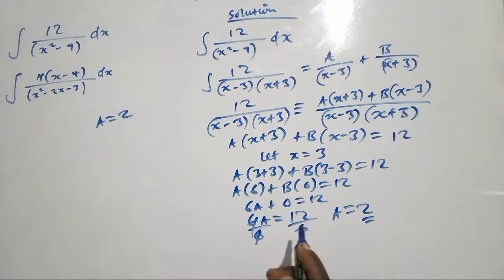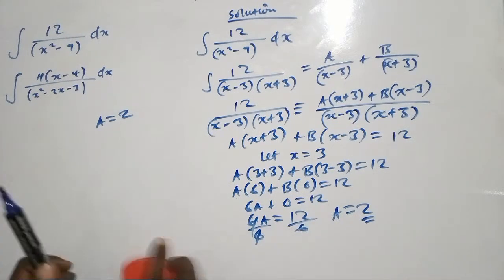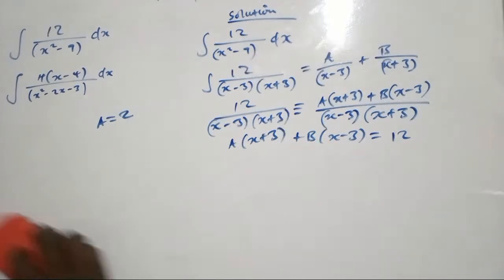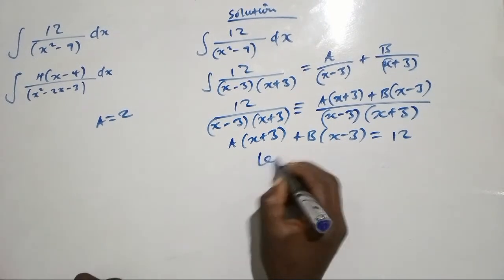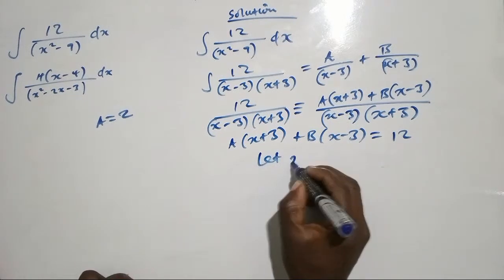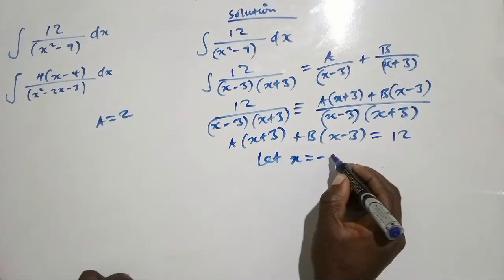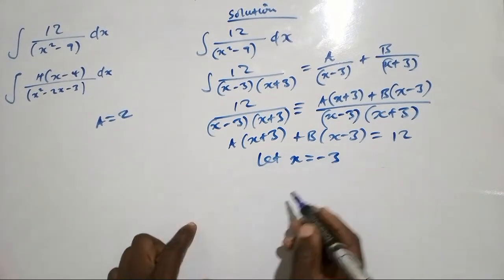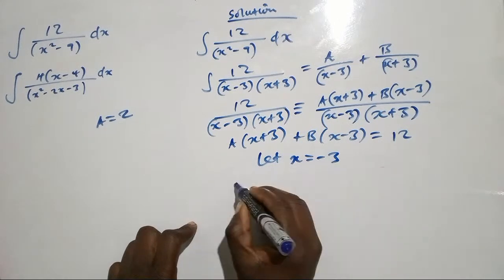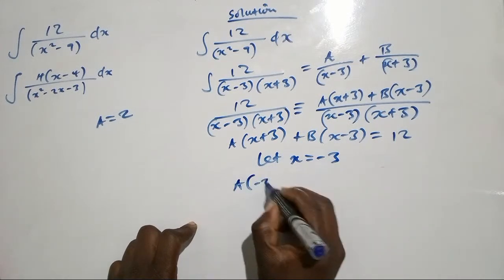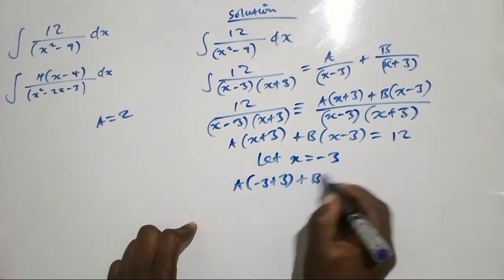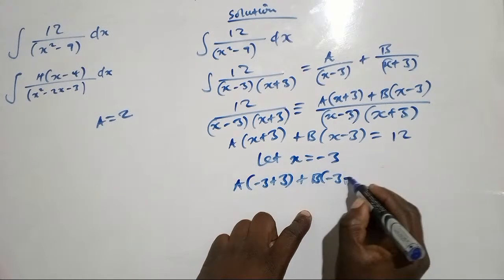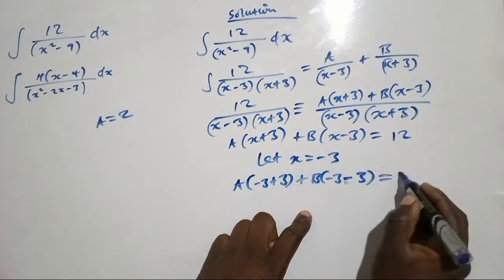Now let's find the value for B. We can create a space here. For the value for B, we are going to let x be equal to minus 3, because A will be 0, then B we're going to have a certain value, right? Then here we're going to have A open bracket minus 3 plus 3, then plus B open bracket minus 3 minus 3, which is equal to 12, right?